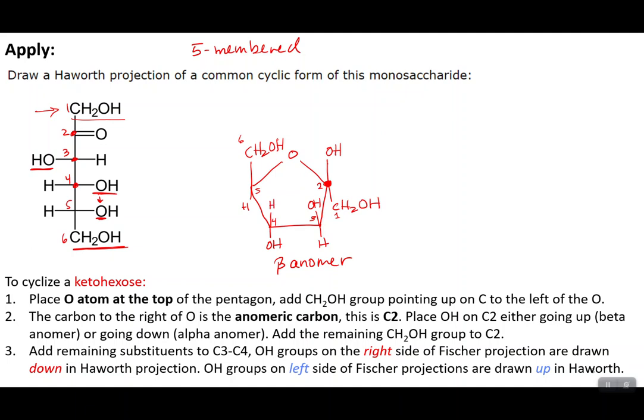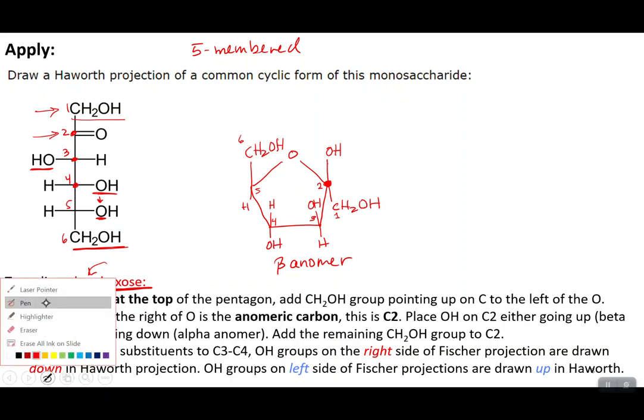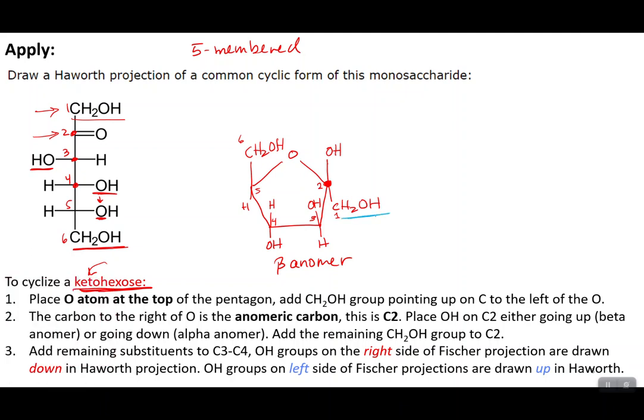And the main thing to remember here is that you have a ketone. That ketone is, in this case, in carbon number 2. And therefore, you are going to make a 5-membered ring, along with having a CH2OH group on that anomeric carbon, which was one of the main differences from the aldohexose.